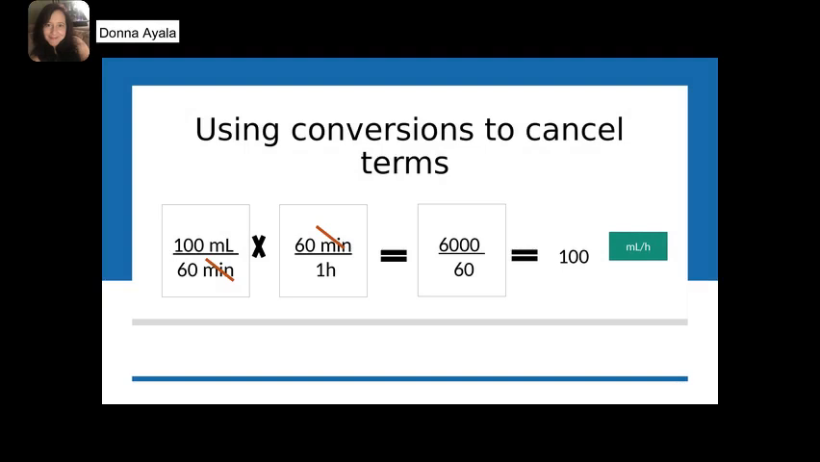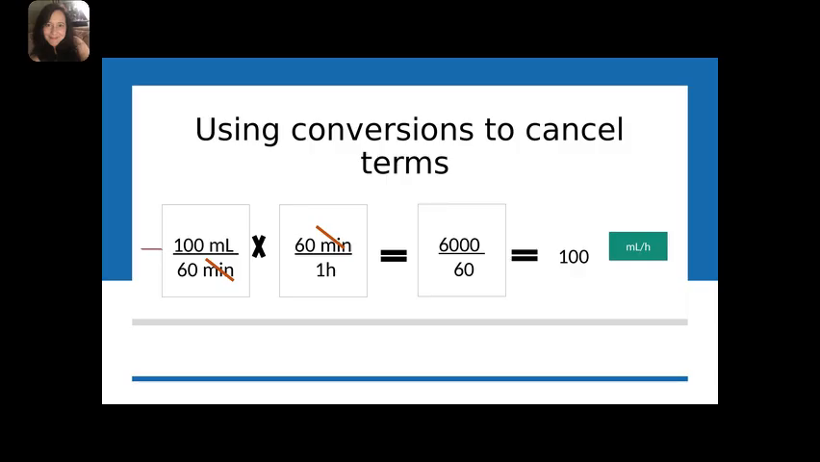The last principle that we'll be using in solving our equations is this idea that we can use conversions to cancel like terms or like factor labels. So what does this mean? I'm just going to give you a brief understanding of it in this slide. Let's say, for example, that we need to find out how fast to run a pump in mL per hour. However, we have a prescription that says 100 mL over 60 minutes.